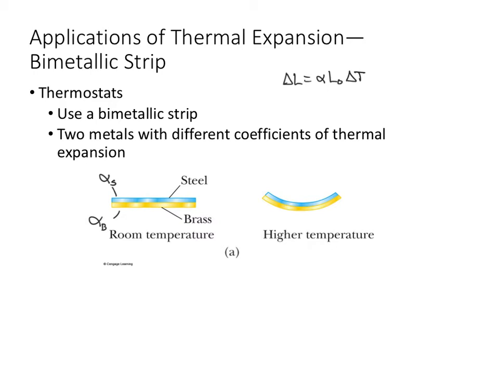So as the temperature increases, the thermal expansion coefficient of brass is bigger than steel, so the brass will expand more. Its delta L will be bigger, and that's going to cause, because they're glued together, because they are stuck together, they can't slide. You can't end up with a situation where the brass comes out this far and the steel only comes out that far. Because they're stuck together, what that does is it causes the whole system to bend.